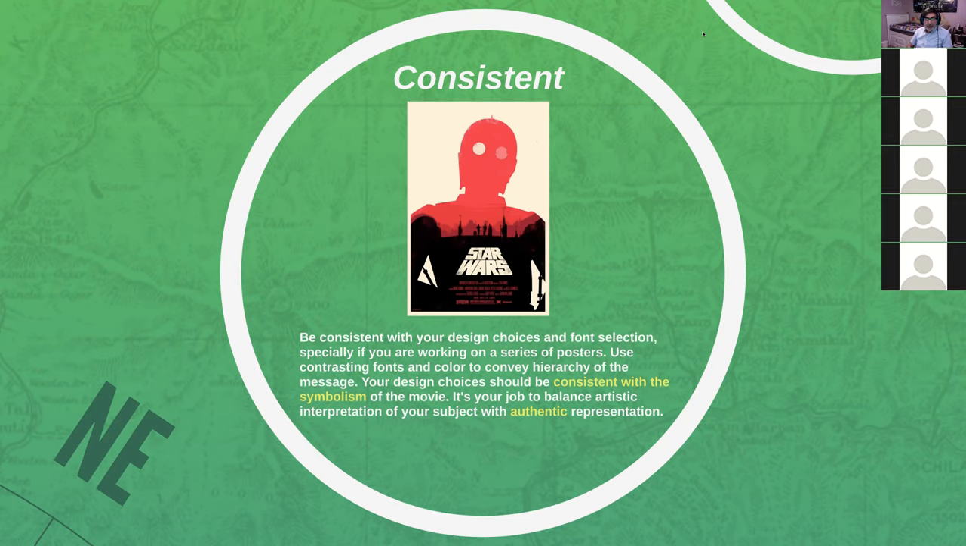So use contrasting fonts and colors to convey hierarchy of the message. We talked a little bit about the hierarchy. For example, when we were working with typography, we talked about the hierarchy of type: headline, subheads, the body text, things like that. So in order to convey information, the hierarchy is important. The title of the movie is very important. Okay, so that is the main highlight. And then there are some subheadings, and that's how you can establish the hierarchy. So what comes first? What needs to be emphasized? Your design choices should be consistent with the symbolism of the movie. It's your job to balance artistic interpretation of your subject with authentic representation.